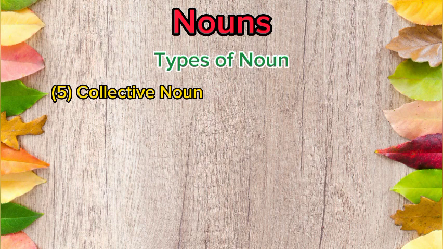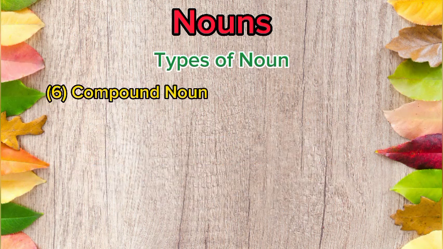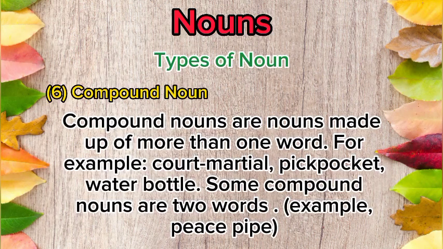Collective noun. Collective nouns are words that denote groups, collections, or multitudes of something. These nouns are used as singular. Example: team, army, concert. Compound noun. Compound nouns are nouns made up of more than one word. For example: court-martial, pickpocket, water bottle.